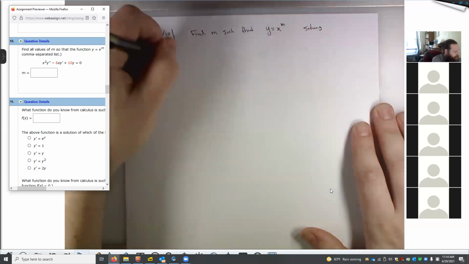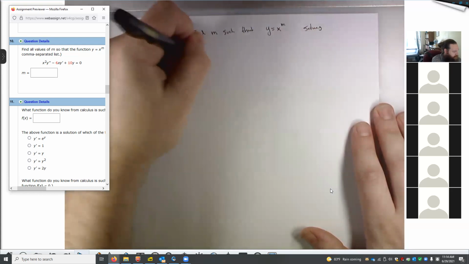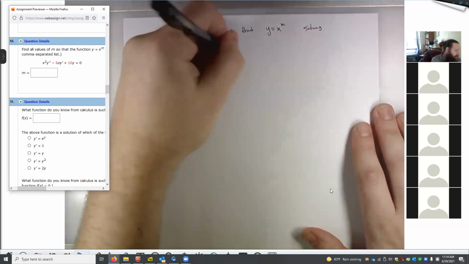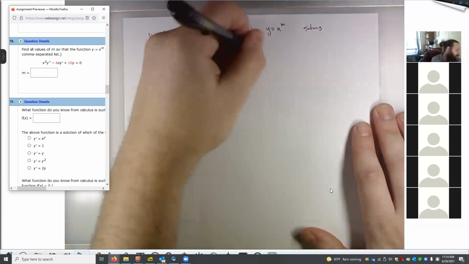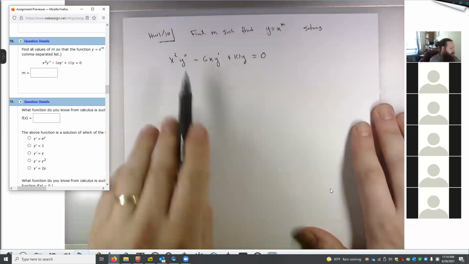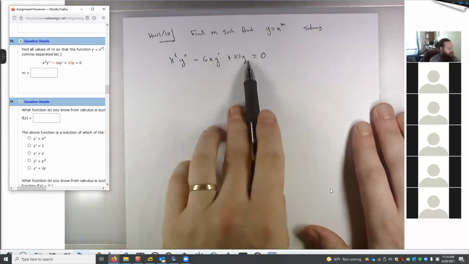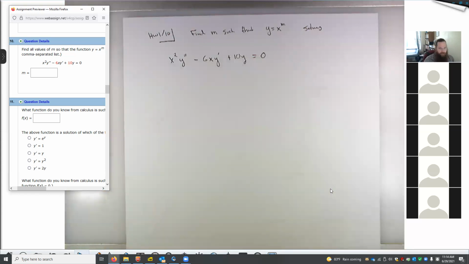So find m such that y equals x to the m solves x squared y double prime minus 6xy prime plus 10y equals 0. So here the y double prime has an x squared, the y prime has an x, and the 0th derivative has just a constant. Equations of that sort are called Cauchy-Euler equations.